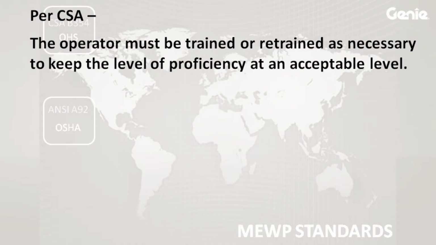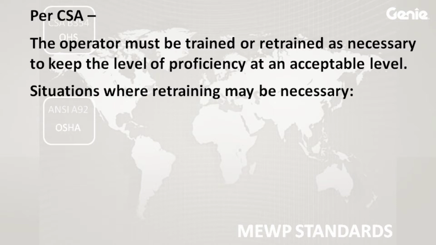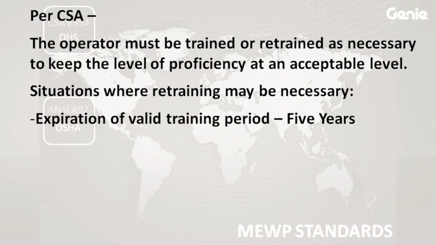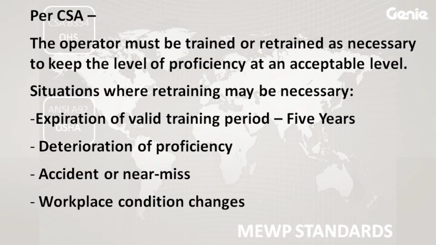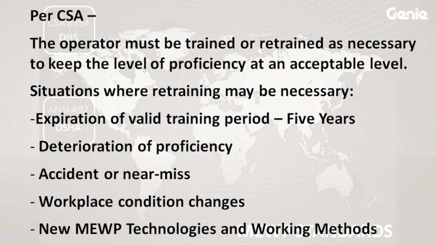Per CSA B354, the operator must be trained or retrained as necessary to keep the level of proficiency at an acceptable level. Examples of situations when retraining may be necessary include, but are not limited to, expiration of the valid training period, which shall not exceed 5 years, deterioration of proficiency, following an accident or near-miss incident while operating or using a Mewp, a condition in the workplace changes in a manner that could affect the safe operation of the Mewp, or new Mewp technologies and working methods.